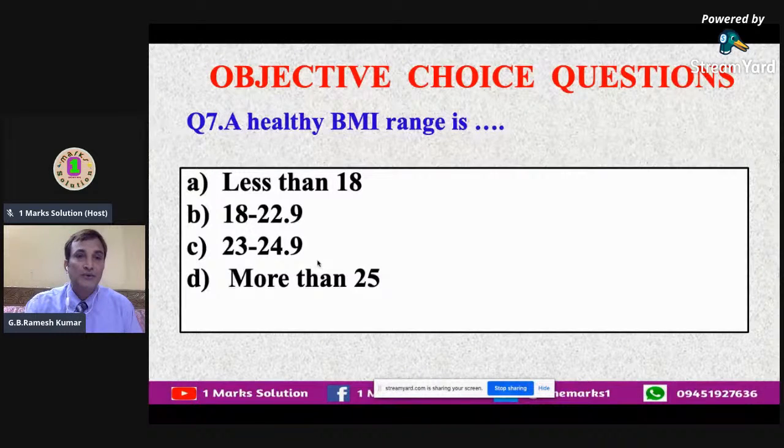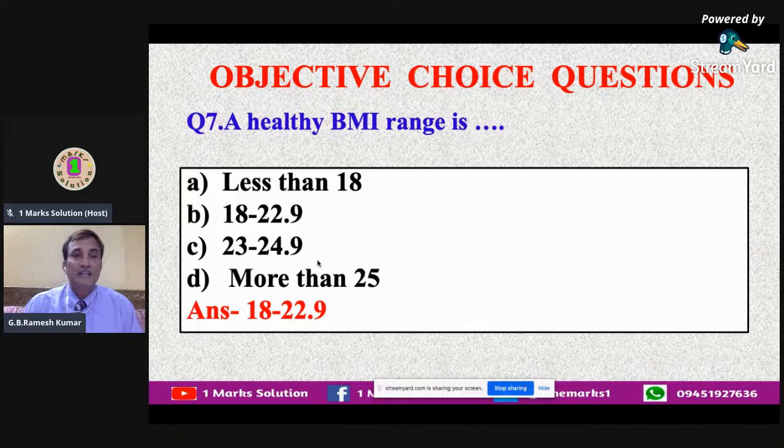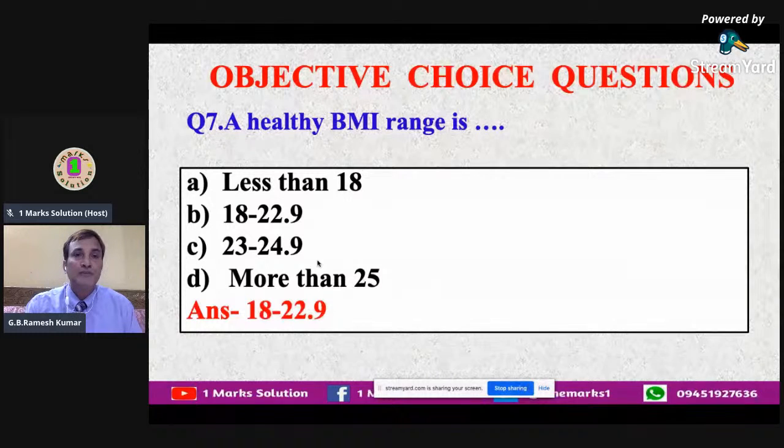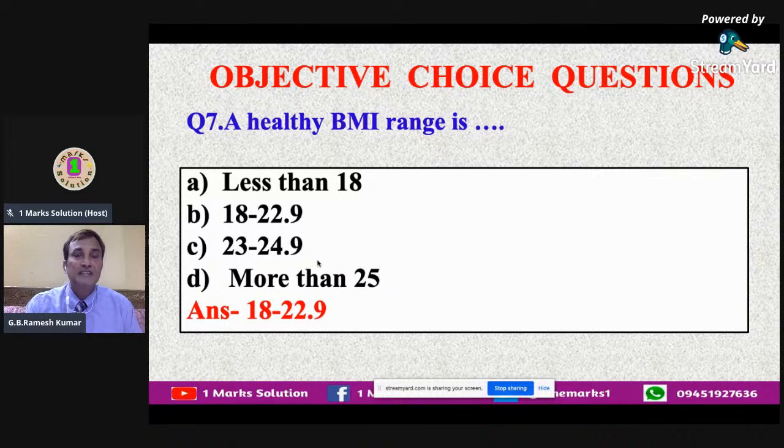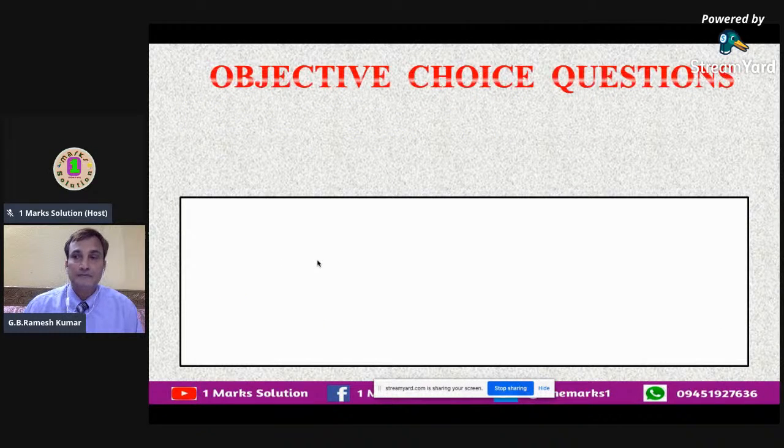Then 18 to 22.9, 23 to 24.9, and more than 25. Out of this, the answer is 18 to 22.9. This is the optimal BMI range where you can say that a person has the proper weight. It is calculated with the body mass index, height and weight, all the calculation. That will be a different topic.